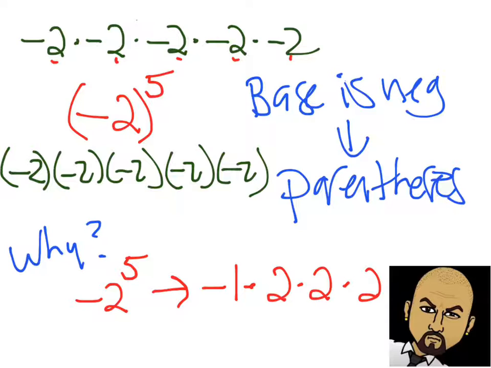What it means is negative 1 times positive 2 times positive 2 times positive 2 times positive 2 times positive 2. Because the negative is not in parentheses, the negative is not part of the base. So the base for that exponent of 5 is positive 2. And this is one of the two trickiest things of what I'm doing right here on this slide. So please make sure you know how to do this, okay?